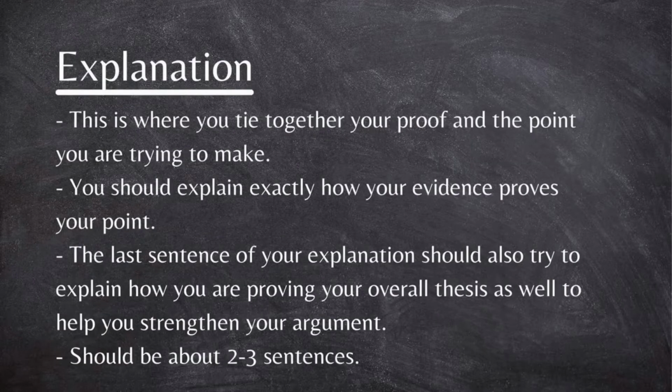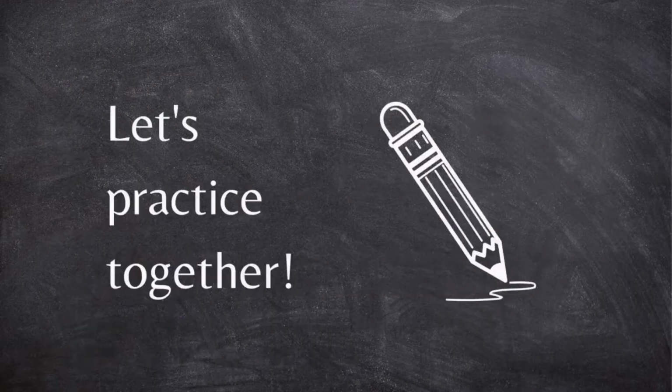The third and final thing for your paragraph is your explanation. So this is really important because this is what ties everything together, right? So you tie together that proof and point that you're trying to make, and you're explaining exactly how the evidence you've chosen proves that point. The last sentence of your explanation should also try and explain how you're proving your overall thesis as well, and that'll help you strengthen your essay even more. So for an explanation, I would say you need to have at least 2 to 3 sentences in there to make sure that you're giving yourself enough space to sufficiently explain what you're trying to explain.